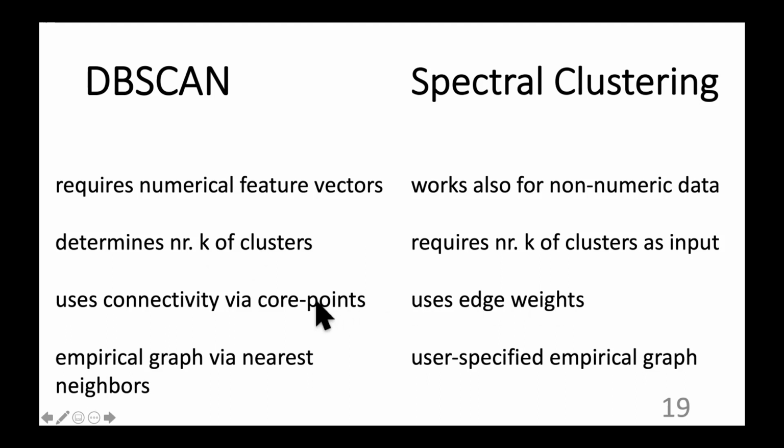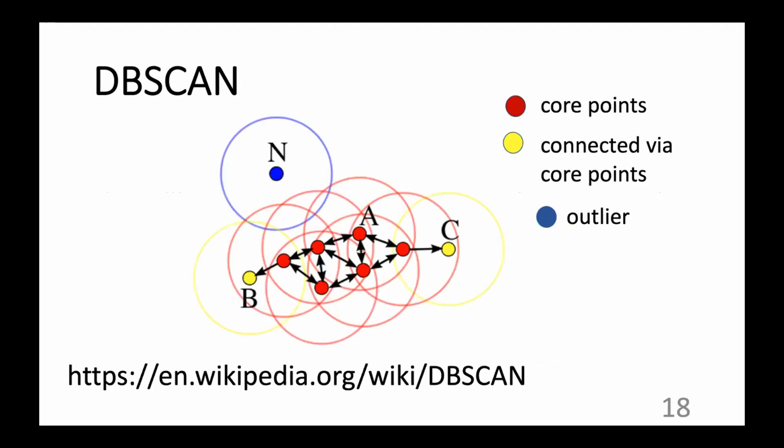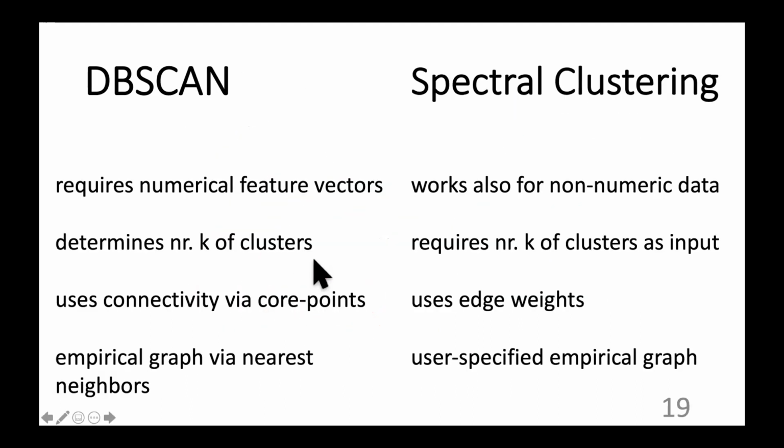Whereas in DBSCAN, the connectivity is based on intermediate nodes being core points. So if you cannot connect data points via core points, they are not connected. Even if there are intermediate data points that would allow for a path, if these intermediate data points are not core points, so are not really in dense areas, it doesn't count. So DBSCAN is more strict in considering data points connected.